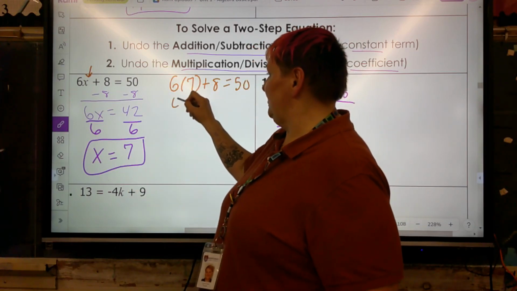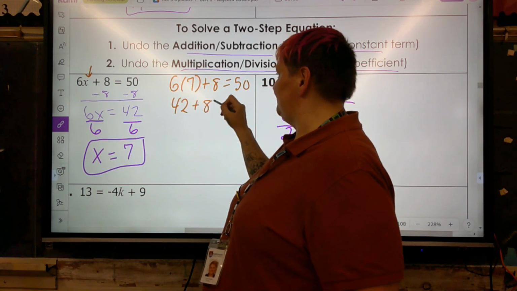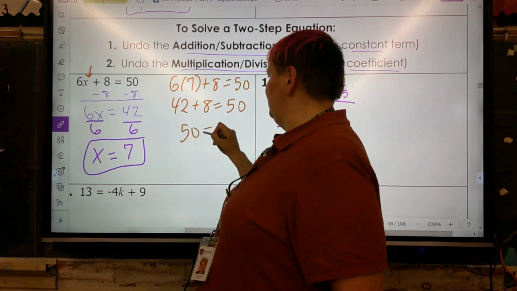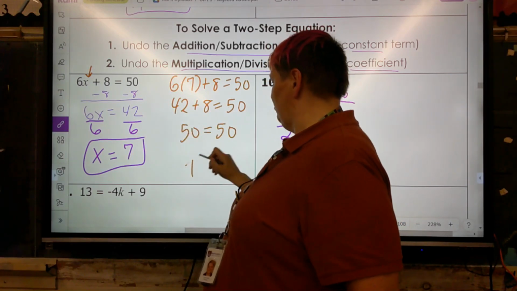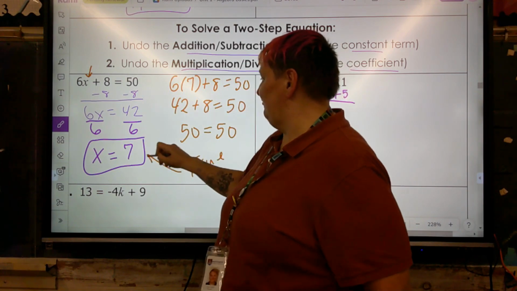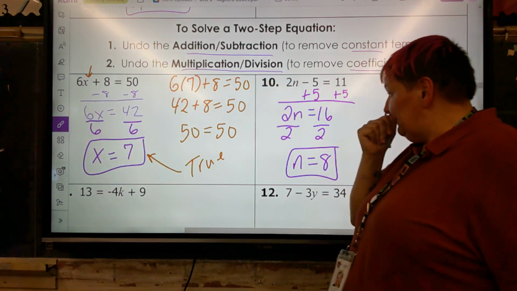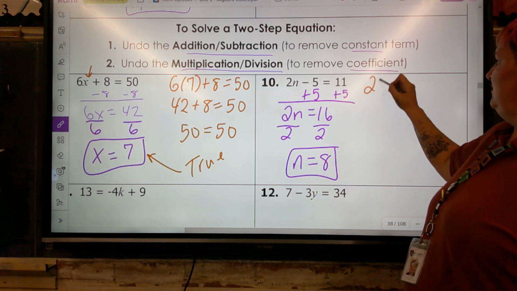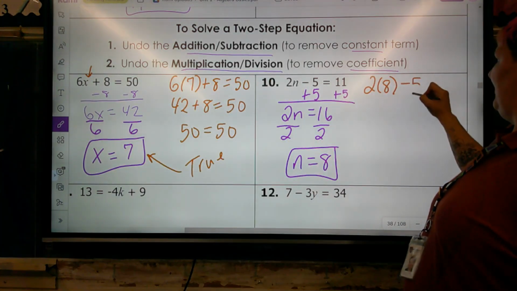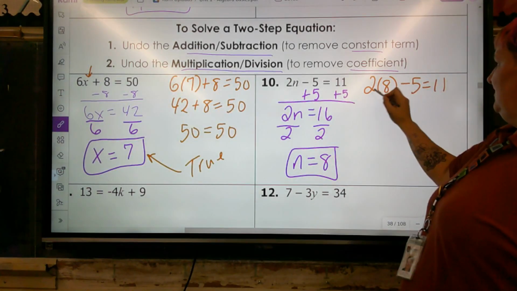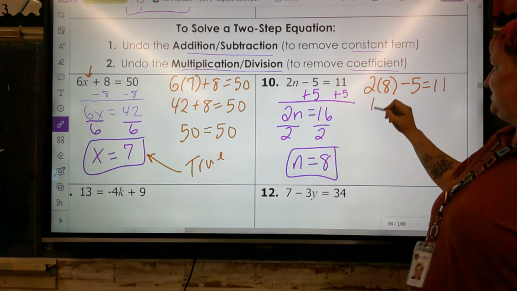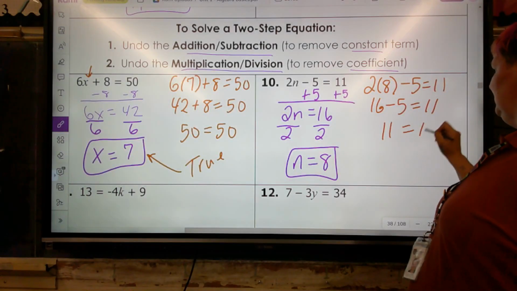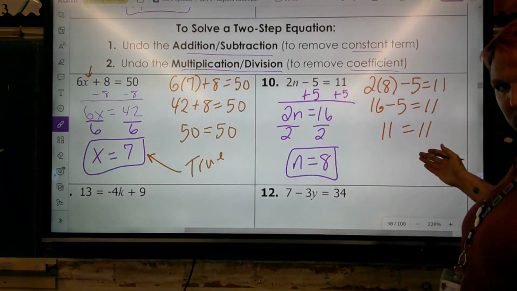6 times 7 is 42. Remember order of operations. 42 plus 8 equals 50. This is a true statement. True, so you know you have the right answer. Alright, let's check this one. n is 8, so that means 2 times 8 minus 5 has to equal 11. Order of operations says multiplication first. 16 minus 5 has to equal 11. 11 equals 11. Again, true.